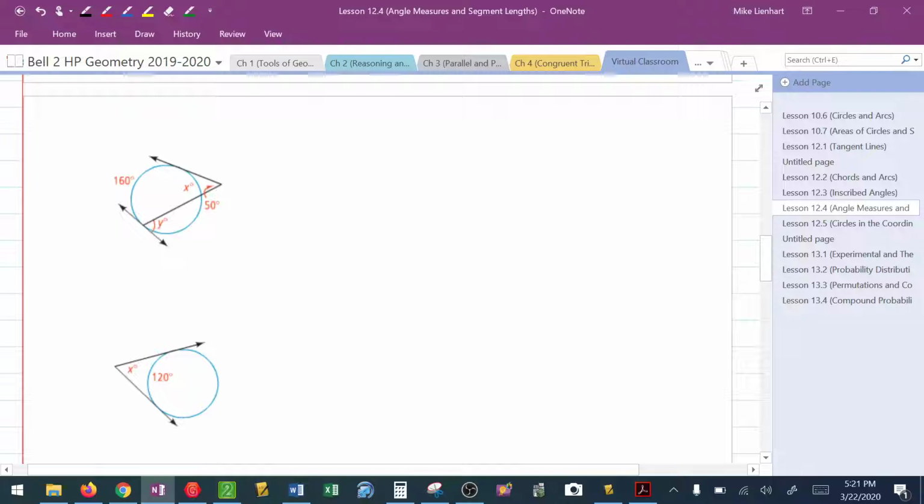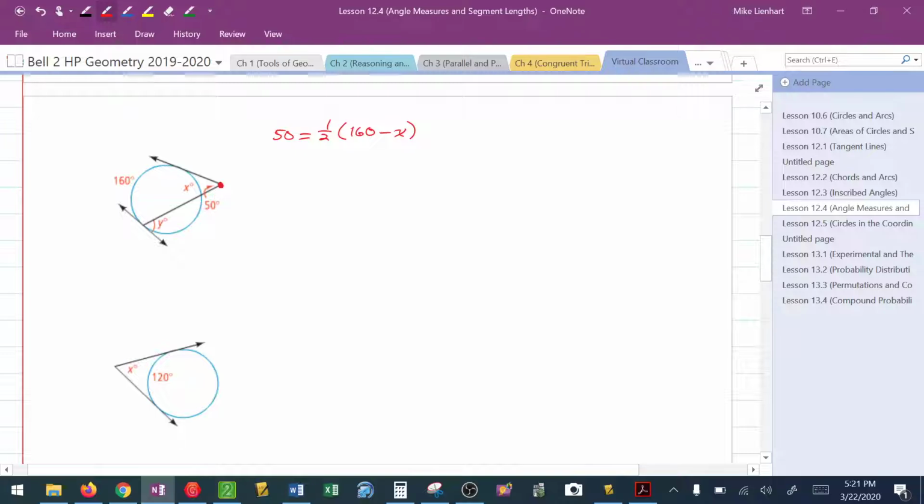All right, take a look at this. I know that x is an arc in this case, but its arc is part of this angle. That angle has a vertex out. So what do I know? I know that that angle is equal to half of its intercepted arcs, subtracted. In this case, it would be 160 minus x.